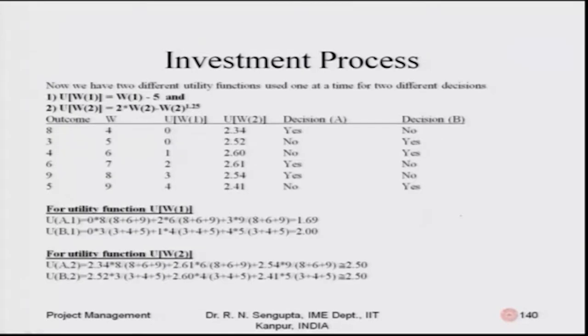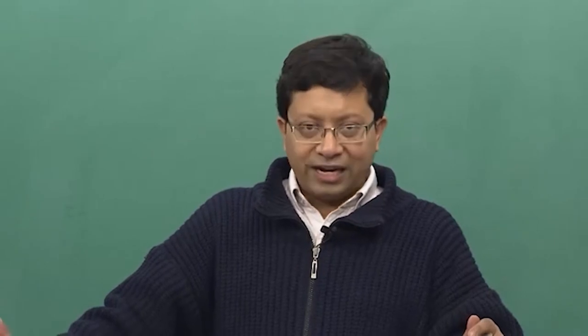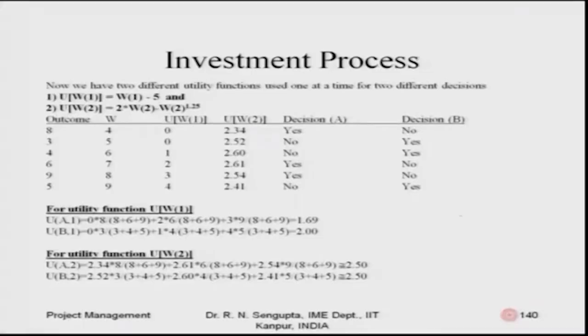Continuing with different ideas for the utility functions. Again, two different utility functions. First is again linear, W1 minus 5. Second one is basically a nonlinear function, not quadratic. The outcomes are given, the wealth W is given and utility is given. So, now the utility for the first one and second one is given. This is the third and the fourth column.